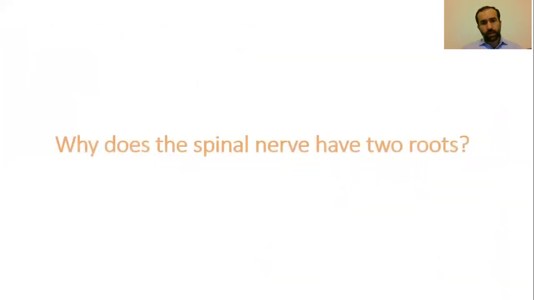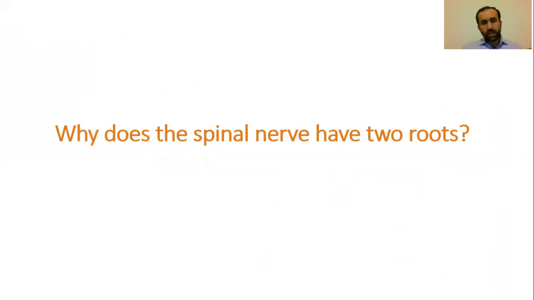Okay, this is the spinal cord as we saw. Why does the spinal nerve have two roots? I want you to think a little bit. And if you have the time, put this video off and think about why the spinal nerve has two roots. It doesn't matter if the root is in the dorsal side or in the ventral side, but it does matter that it has two roots, not only one. It is not connected by one side to the spinal cord.